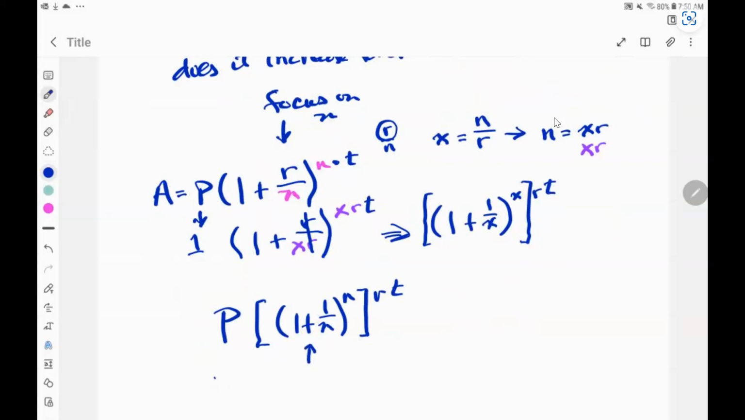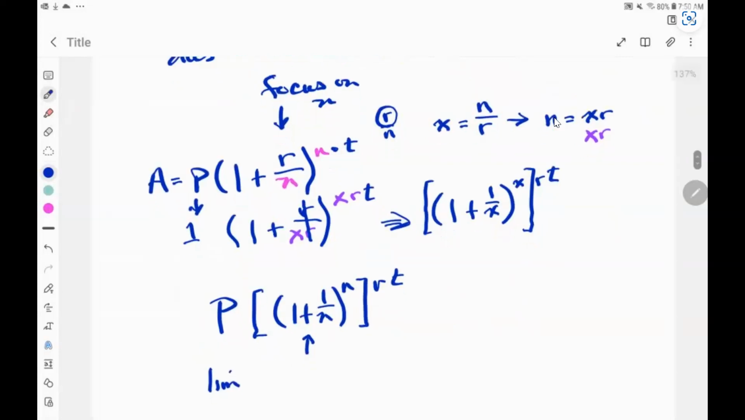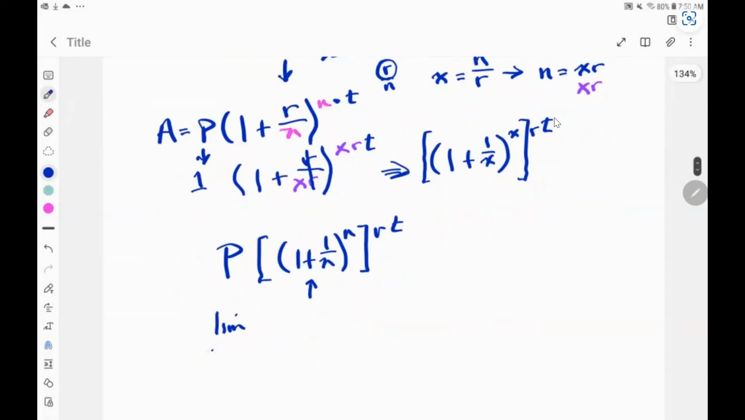And we're going to say, what is the limit as n approaches infinity of this 1 plus 1 over n, to the n? All right. And it turns out you can look at the handout for a little bit more detail, but it turns out this is a very special constant.